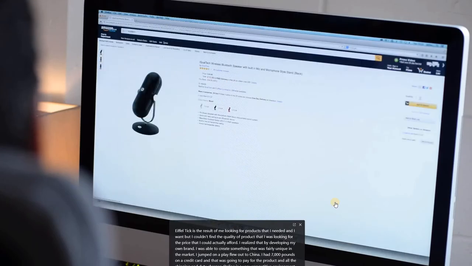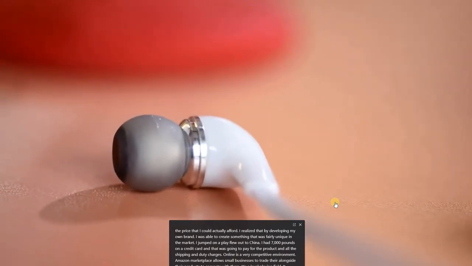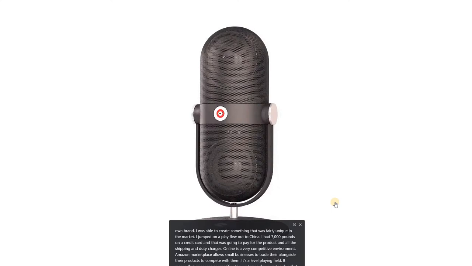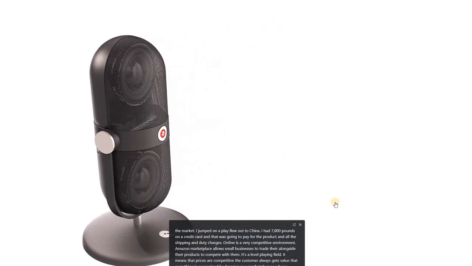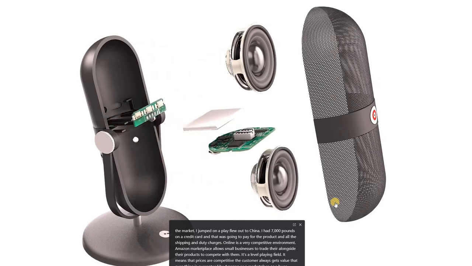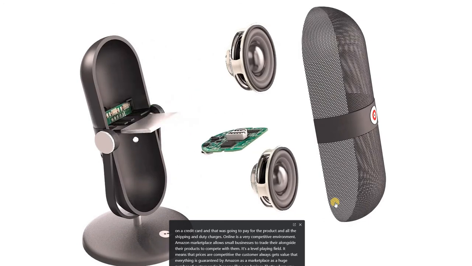Online is a very competitive environment. Amazon Marketplace allows small businesses to trade alongside big brands and compete with them. It's a level playing field. It means that prices are competitive, the customer always gets value, and everything's guaranteed by Amazon. As a marketplace, there's a huge number of customers, so it seems like a no-brainer. That's where you introduce your product to new customers.